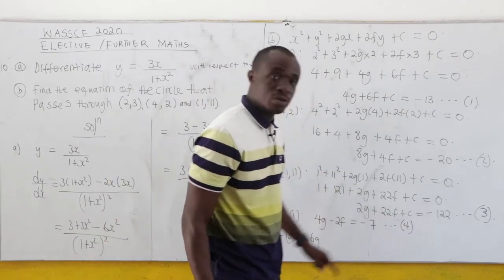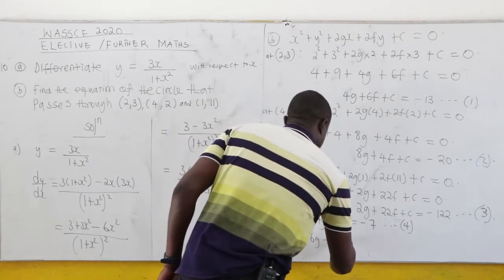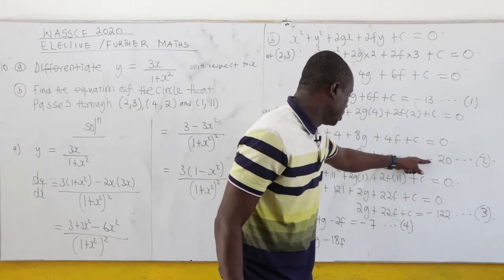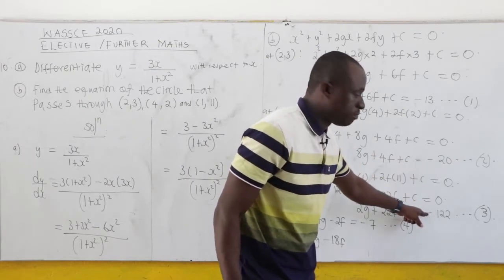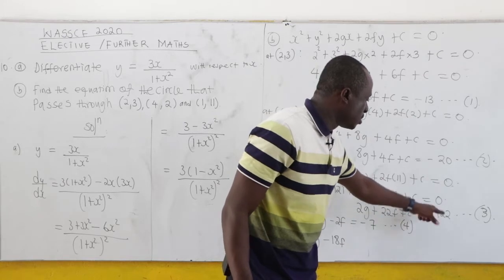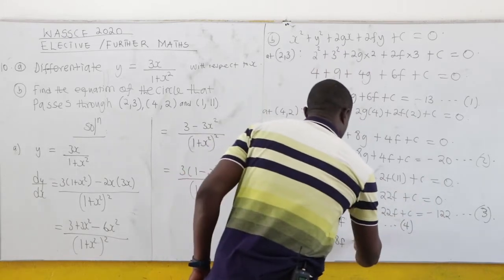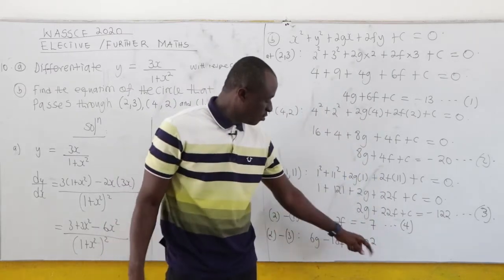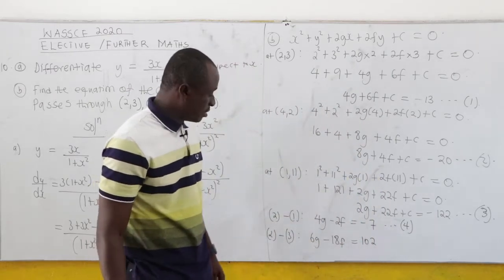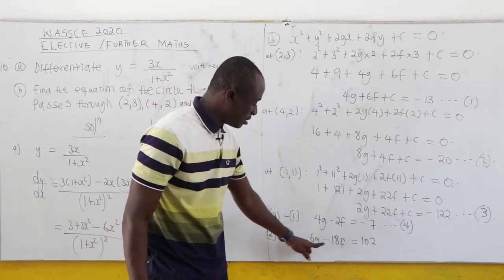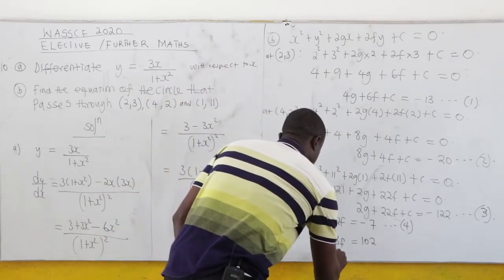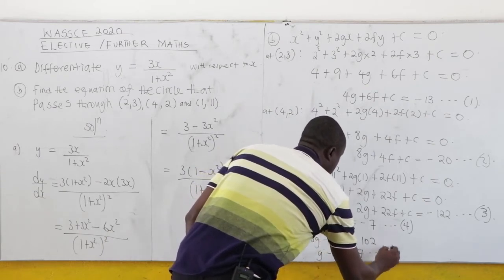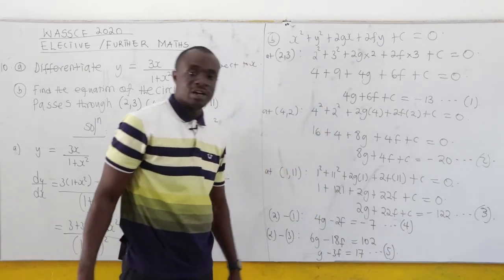4f minus 22f, that will be minus 18f. And then negative 20 minus, that will be plus. So negative 20 plus that, 22. So that will be equal to 102. Now here I can divide through by 6. So when I divide this by 6, I'll get j minus 3f equal to 17. This is equation 5. Now I can solve 4 and 5 simultaneously.